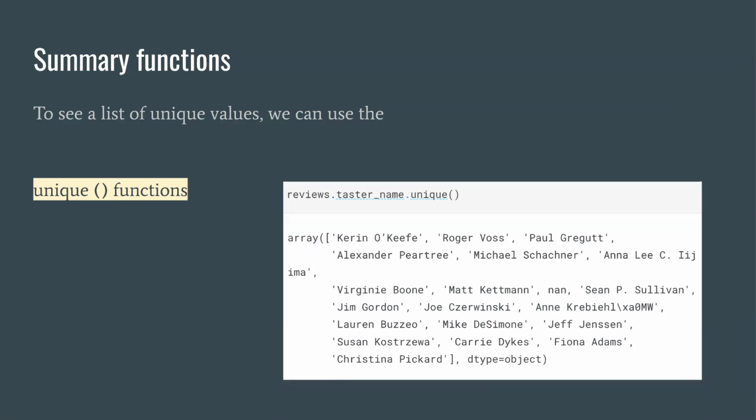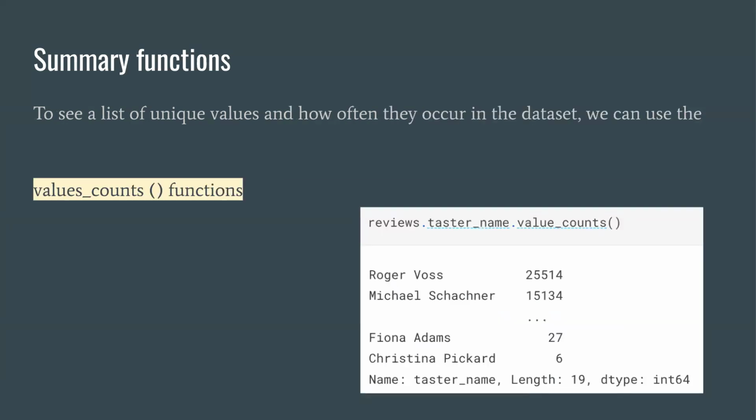If you want to see a list of unique values, you can use the unique function. Here, if you have reviews and taster name, and you call unique, it will only return the unique values. If you are more familiar with SQL, this is equivalent to select distinct. To see a list of unique values and how often they occur in the data set, you can use the value counts function.